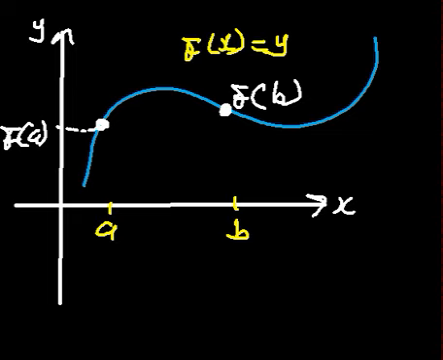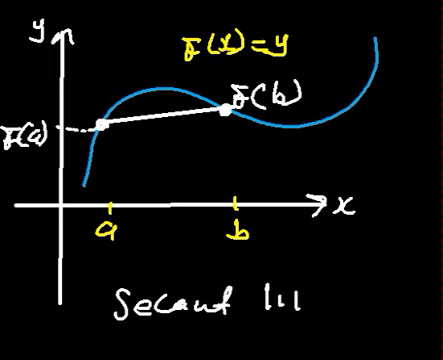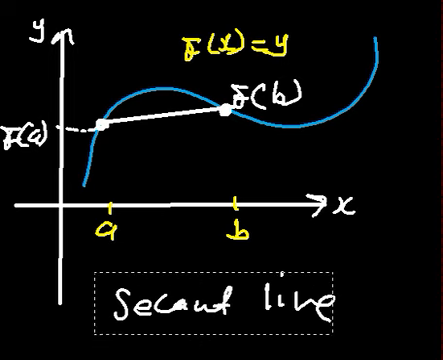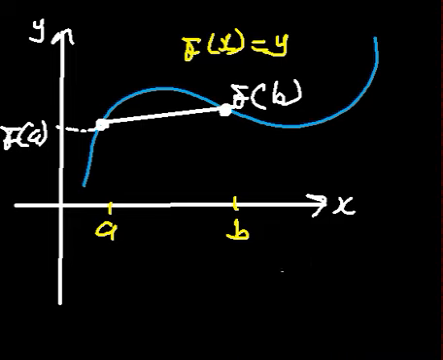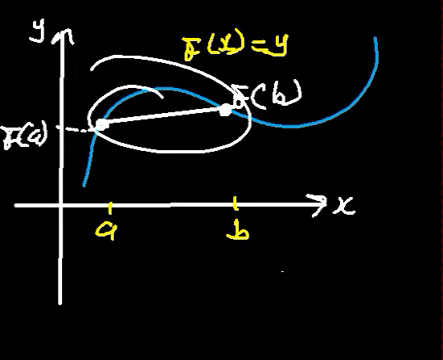So now let's think of connecting the 2 points with a straight line. The straight line is said to be a secant line. So the gradient of that line is what we call the average rate of a function. The gradient of this line is what we call the average rate of a function.